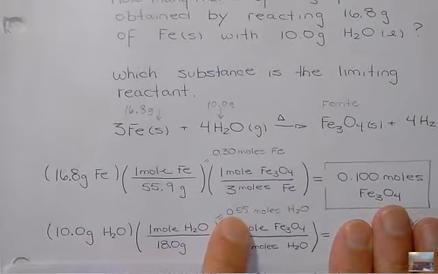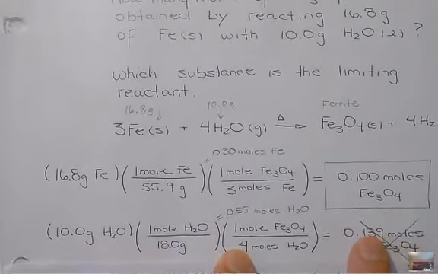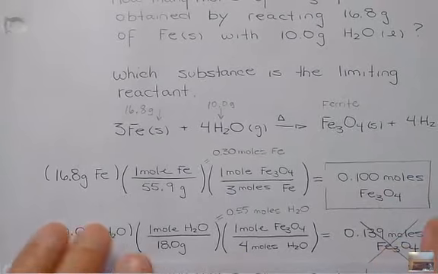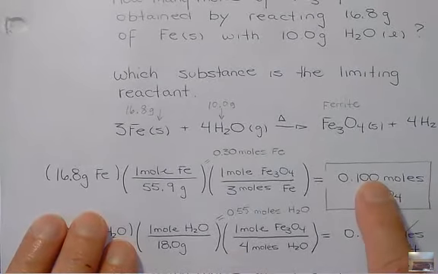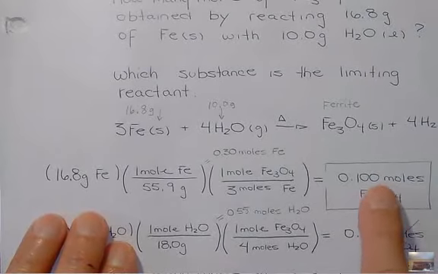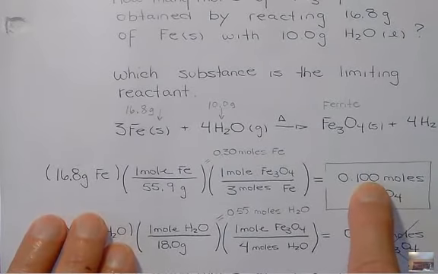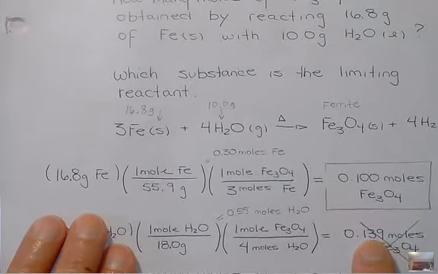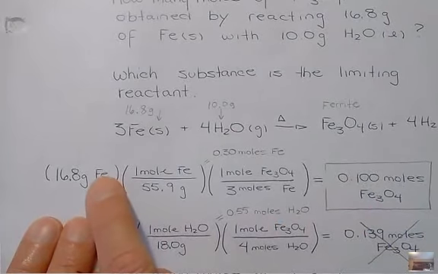Okay, go through, do the math. 10 divided by 18 gives you 0.55. Divide that by 4, you get 0.139 moles of iron oxide. When I compare these two, I see this number is bigger than this number, therefore I cross this out. This never happened way back after I formed 0.1 moles of iron oxide. I wasn't able to make the rest here because I ran out of this material first.